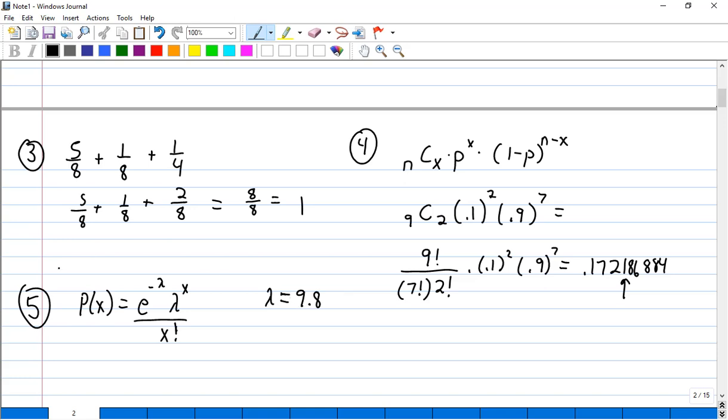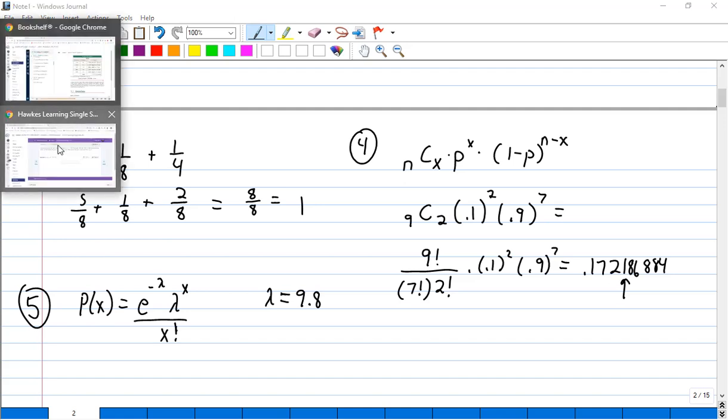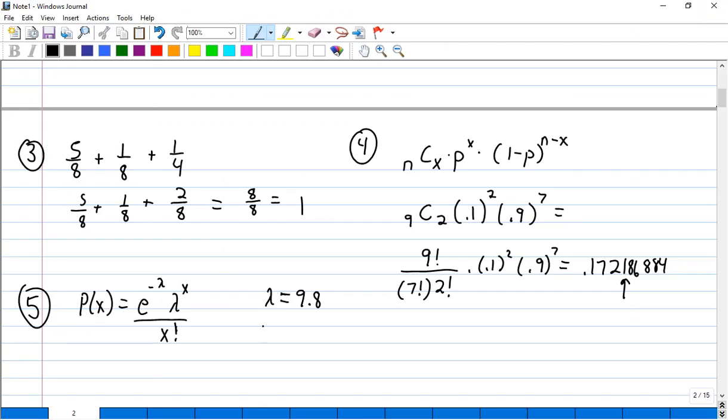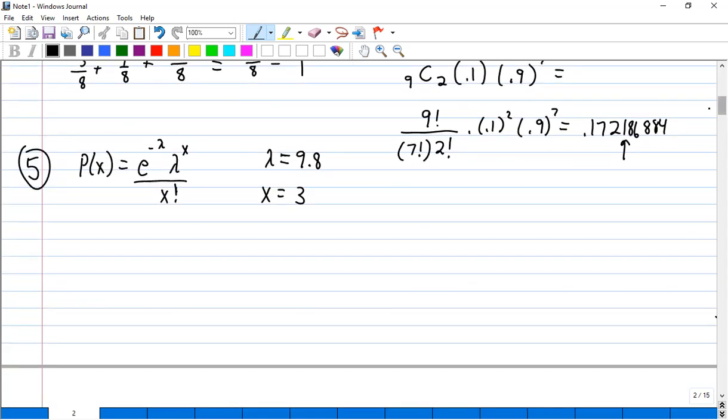Alright, and the problem asked, what's the probability that exactly 3 flaws will be in 1,400 feet of cable? So that means our x is 3. So we're going to say e to the negative, because the formula is negative lambda, so e to the negative 9.8 times 9.8 to the x power, so to the 3rd power, divided by 3 factorial.